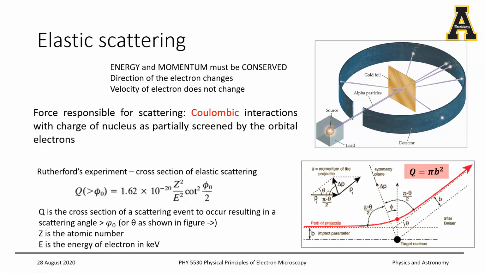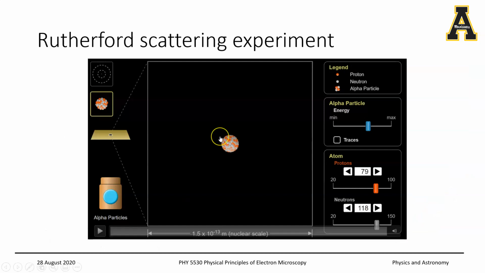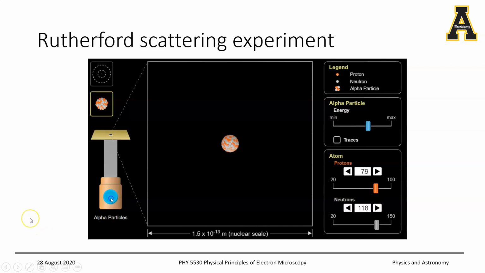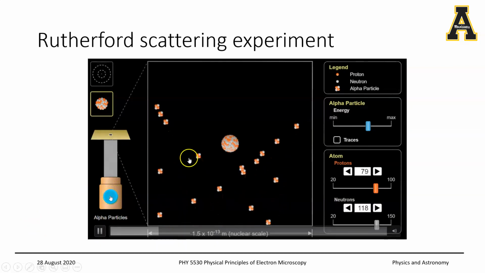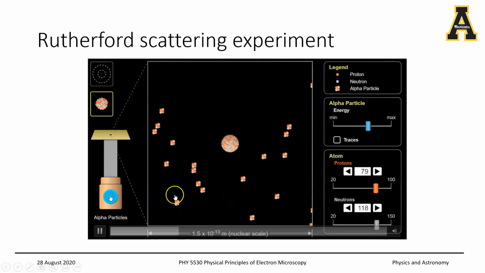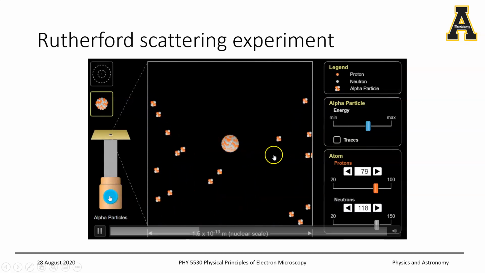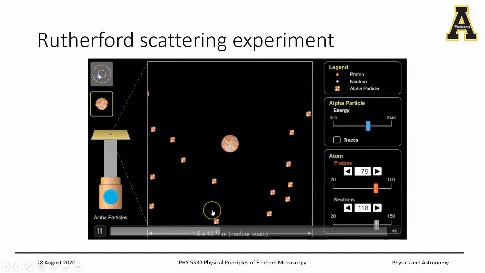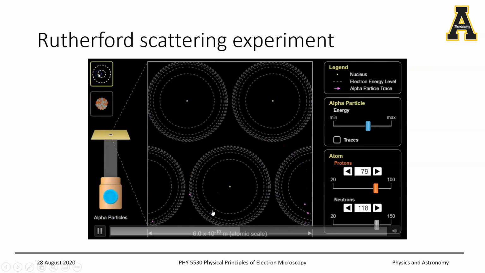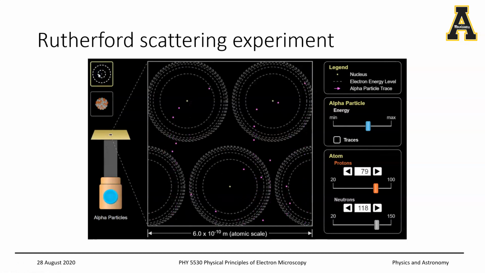So let's understand this through this simulation. This is a simulation of the Rutherford scattering experiment. There are going to be alpha particles coming from the bottom. This is the nucleus, and let's see what happens. So the alpha particles are now incident to the nucleus, and the nucleus has a positive force field. These are positively charged, so the alpha particles just get deflected as a result of the elastic scattering, right?